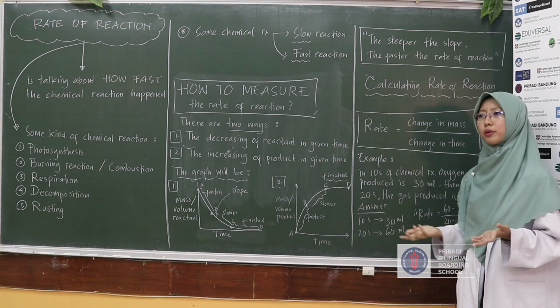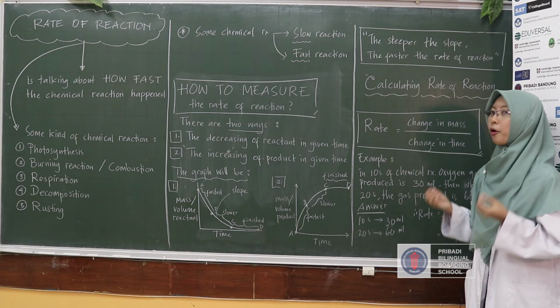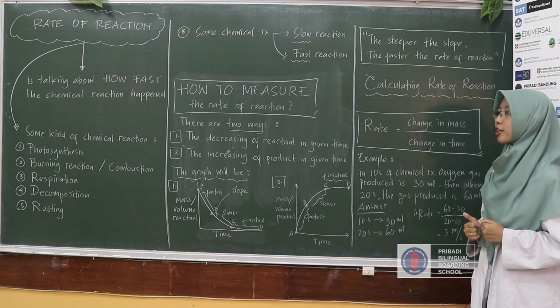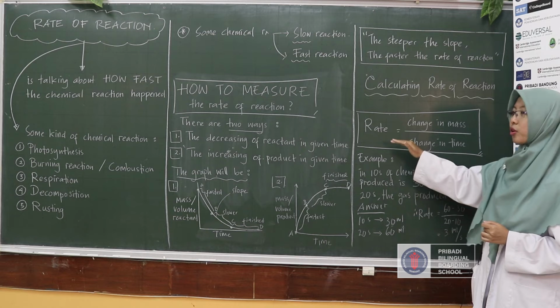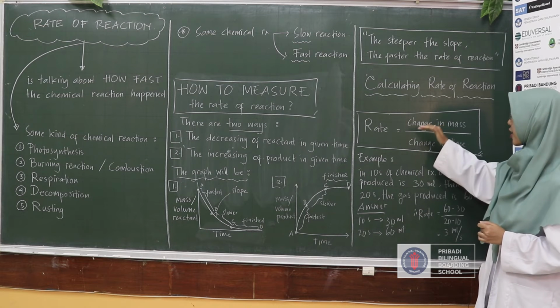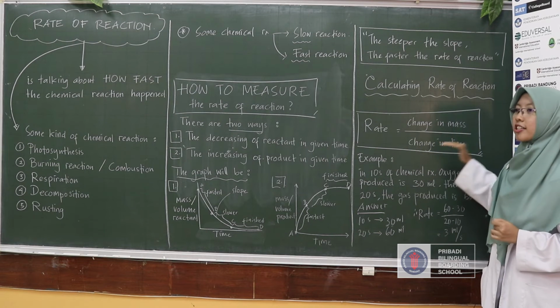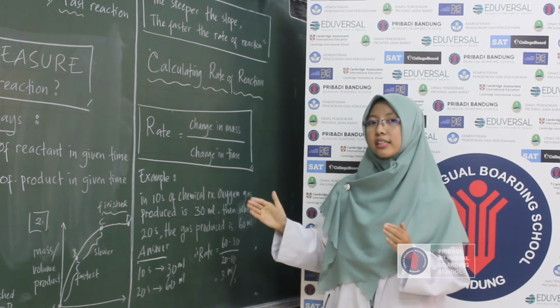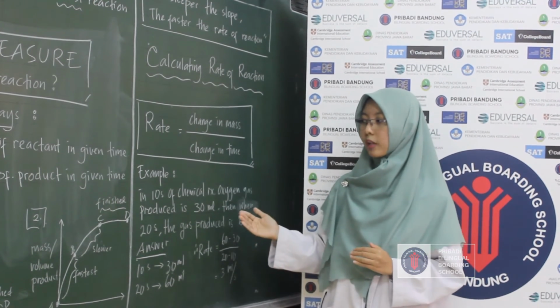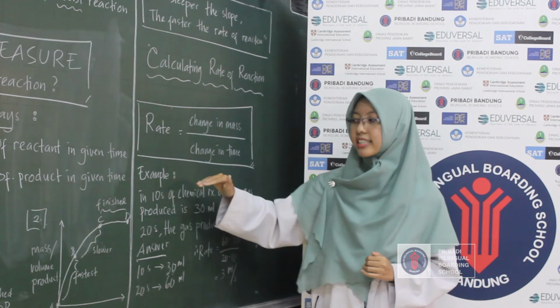And how about the calculation in chemical reactions, or how to calculate the rate of reaction? Actually, from this graph, we can use this formula: rate equals change in mass over change in time. You can use this formula to calculate the rate of the reaction. How much is the rate of reaction? This is the example.